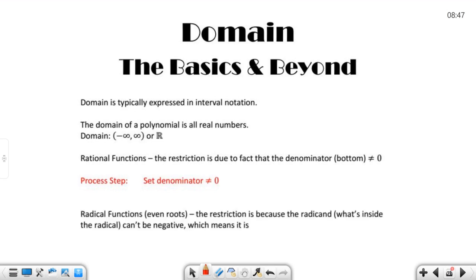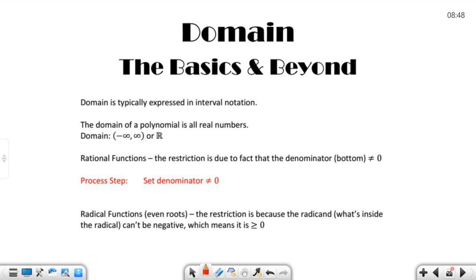Radical functions, even roots now, not odd roots: square root, fourth root, sixth root, eighth root, 10th root, even the 52nd root. The restriction is because of the radicand, which is a fancy word for what's underneath the radical. What are you taking the root of? It can't be negative, which means it is, what? Positive! Nope. Positive or what? 0. So it's greater than or equal to 0. If it cannot be negative, it's non-negative, then it's greater than or equal to 0.